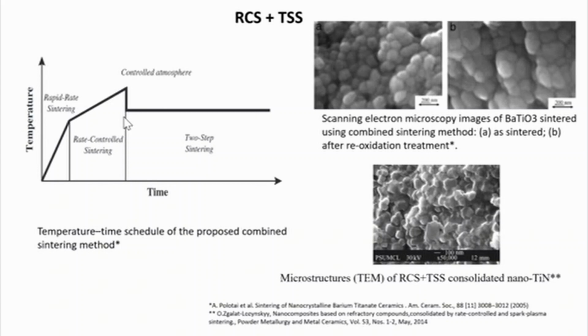Therefore, the sintering protocol for nanocrystalline ceramics should utilize the advantages of each aforementioned technique. The proposed combined sintering method includes rapid rate sintering, rate control sintering, two-step sintering, and atmosphere control during the consolidation process. Combining a controlled atmosphere with a flexible sintering profile effectively suppressed grain growth, as shown for barium titanate ceramic materials, and it's possible to produce fully dense nanocrystalline ceramic with an average grain size of around 100 nanometers. Modified rate control sintering modes were successfully used to consolidate nanostructural composites based on refractory nitrides.